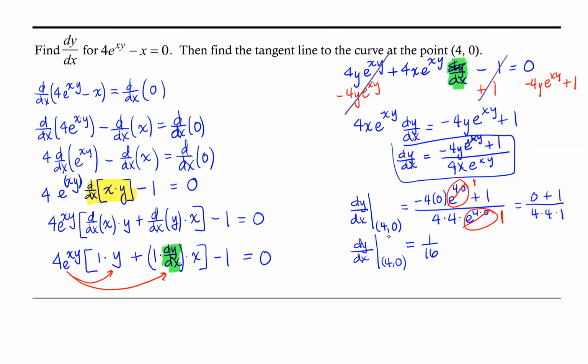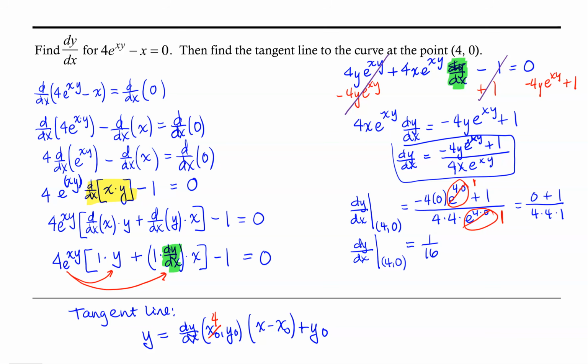And now we're ready to write the equation of the tangent line. So just a quick reminder, the equation of the tangent line is represented by y equals my derivative at the point. So in this case, this is going to be dy/dx at my point. My point is an ordered pair (x naught, y naught), times x minus x naught plus y naught. And so in terms of the original point I was given, x naught is 4, y naught is 0.